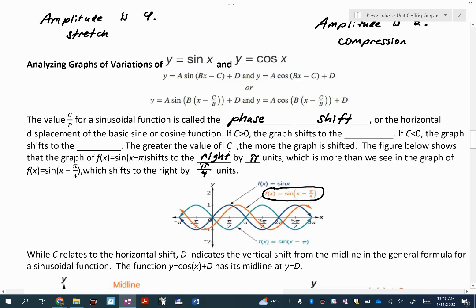Okay, so if your C value is greater than 0, the graph shifts to the right. And if it's less than 0, so it ends up being minus a negative or addition, it's going to shift to the left. And we're going to practice this a ton, guys. So don't worry if you're getting a little bit overwhelmed.